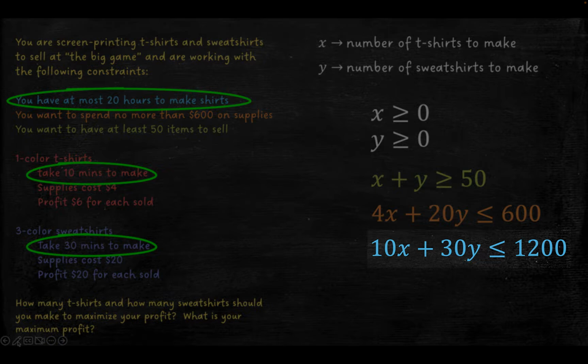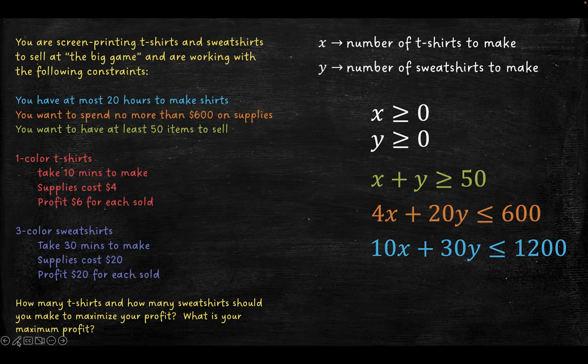Now, 20 hours is 1,200 minutes. So this time, 10x plus 30y is less than or equal to 1,200. And I think that's all the limitations that we have. Again, we are calling these constraints.